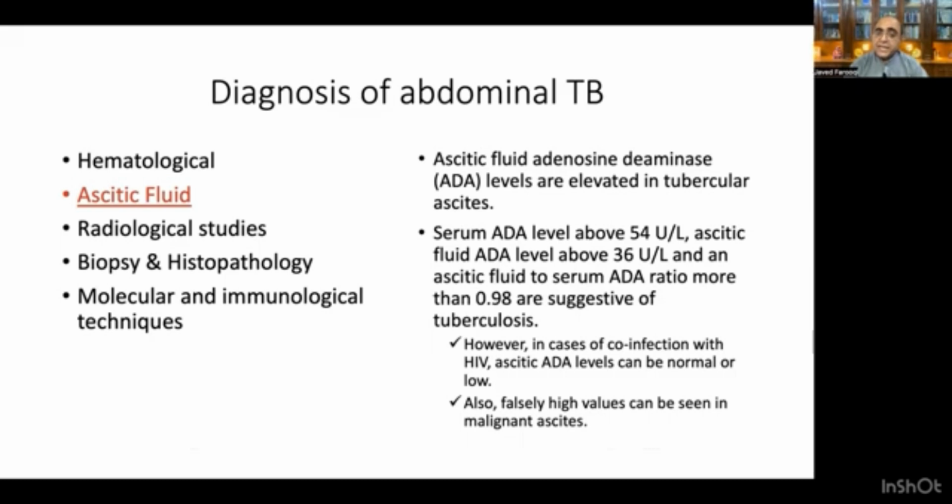However, in cases of co-infection with HIV, ascitic ADA levels can be normal or low. Also, falsely high values can be seen in malignant ascites. So this is not pathognomonic of tuberculous ascites, but it is helpful in determining whether the patient has tuberculosis or not.